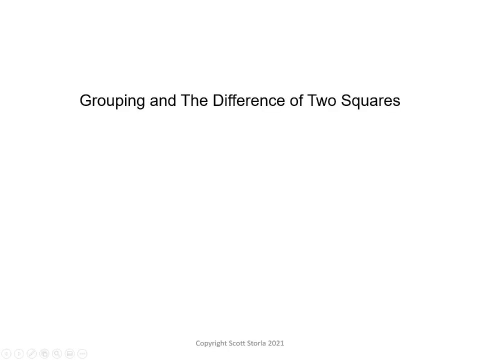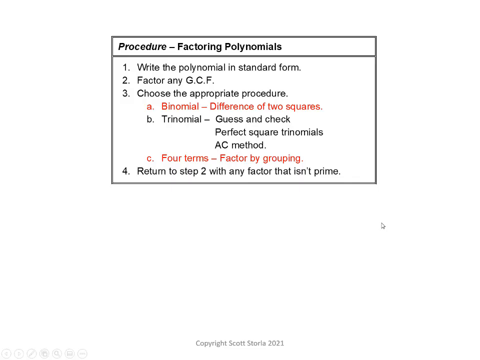The first technique we're going to look at combines grouping and the difference of 2 squares. So first, you'll have 4 terms, and you'll have to factor that using grouping. Then, one of the factors will not be prime, it'll be composite, and you'll have to factor that binomial further using the difference of 2 squares.